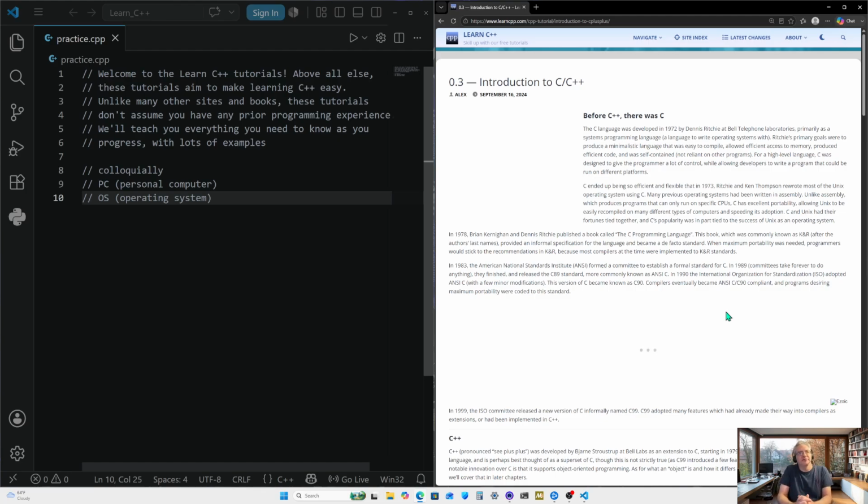Introduction to C and C++. Before C++, there was C. The C language was developed in 1972 by Dennis Ritchie at Bell Telephone Laboratories.